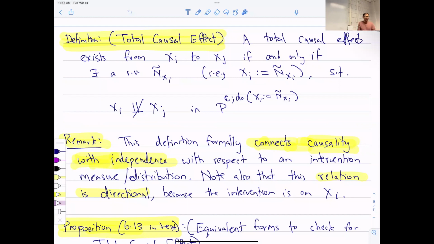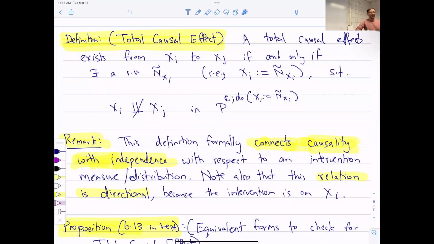Total causal effect. All this now allows us to define total causal effect. A total causal effect is a directed action; it exists from xi to xj. So basically, we are looking for this. If and only if, this is the definition of total causal effect, there exists a random variable xi tilde, meaning we are going to do this intervention. We are going to change the SCM with this equation, and xi is not independent of xj in the joint distribution induced by this two. That's the definition of total causal effect.